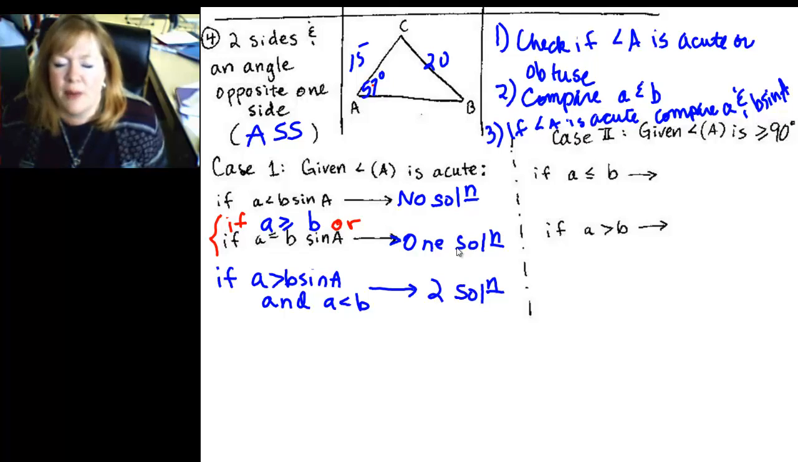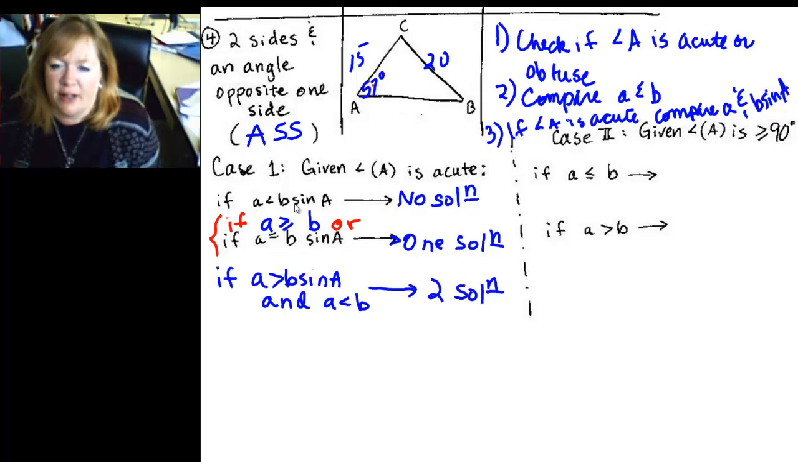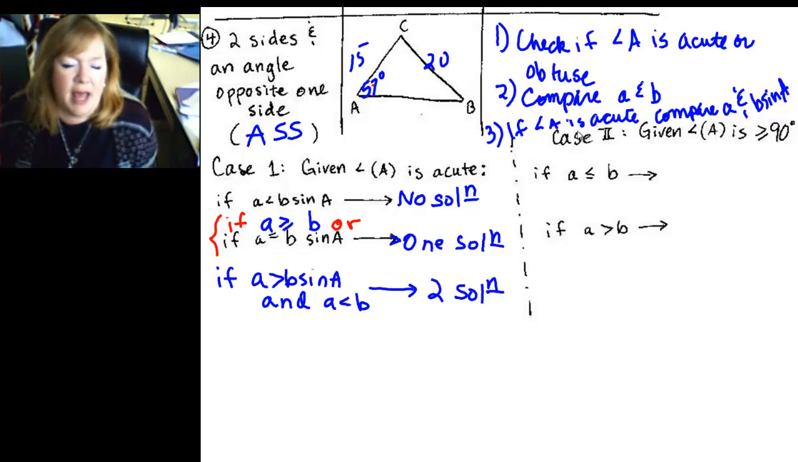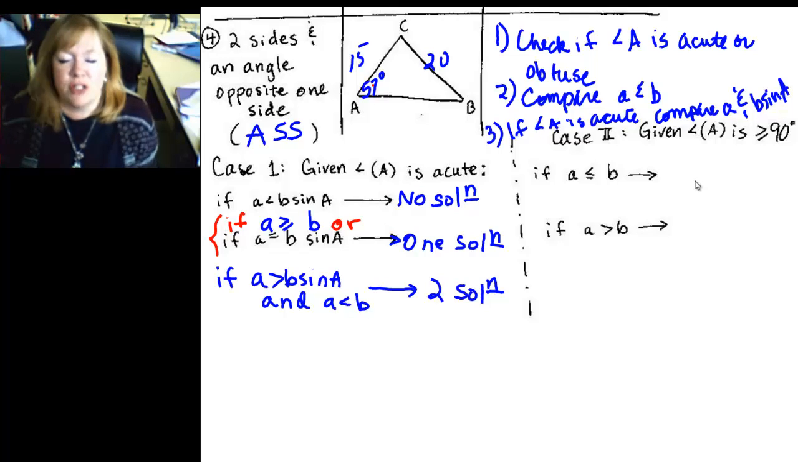So here's the possibilities for the angle side side. Your first step is to check to see if angle A is acute or obtuse. If it is acute, then you need to compare A and B, and you need to also compare A and B sine A. If A is less than B sine A, no solution. If A is greater than or equal to B, or A equals B sine A, there's only one solution. If A is greater than B sine A and A is less than B, there's two solutions. Yes, it's complicated, but I'll show you how this works. Just take it a little bit at a time.